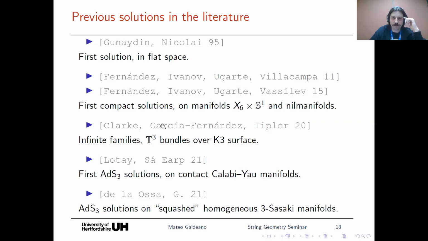A bit later, Clark, Garcia, Fernandez, and Tipler constructed some collection of families as T3 bundles over K3 surfaces. And then Jason Lotte and Rick Saer constructed the first AdS3 solution using contact Calabi-Yau manifolds. And then together with Xenia, in my PhD thesis, we also looked at AdS3 solutions using some homogeneous three-Sasaki manifolds. And as I was mentioning, I know that Viviana del Barco, Andres Moreno and Clark, I think, also have some new solutions. So we'll have to add them to the list very soon.